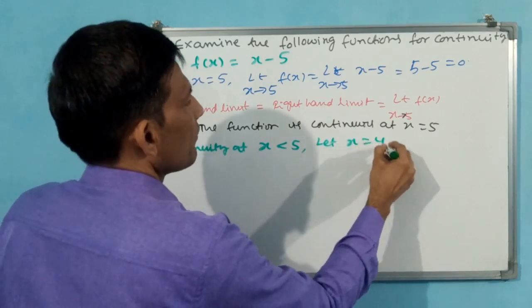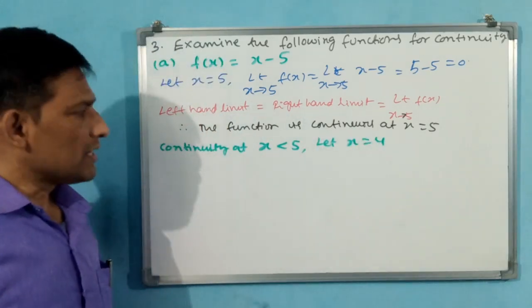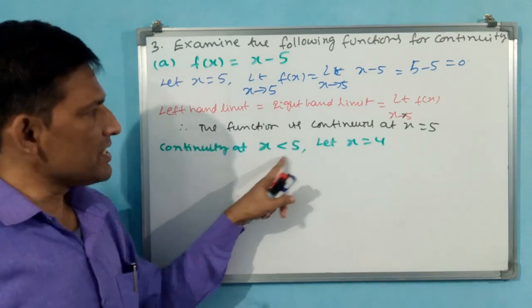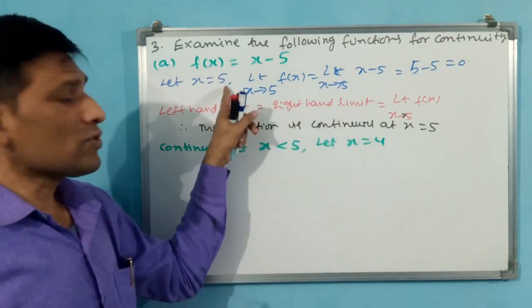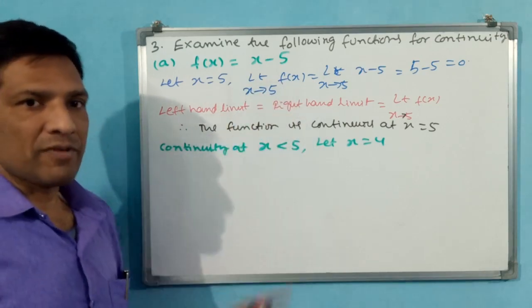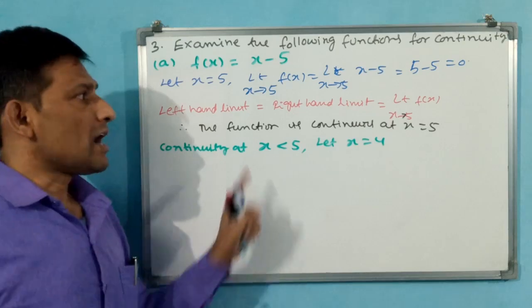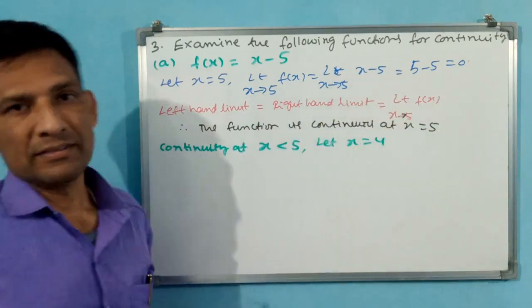Let x equal 4. Why 4? Because we want to check the continuity at x less than 5. Less than 5 means any one number less than 5 that you take. Don't say 5 minus is less than 5. 5 minus is not less than 5; there you are substituting 5 only.